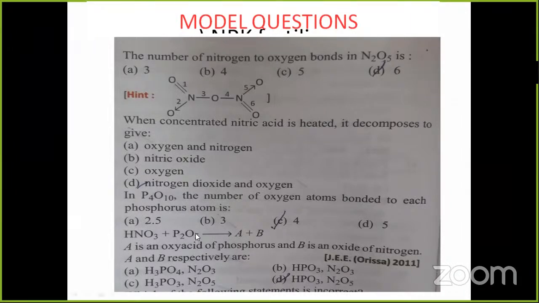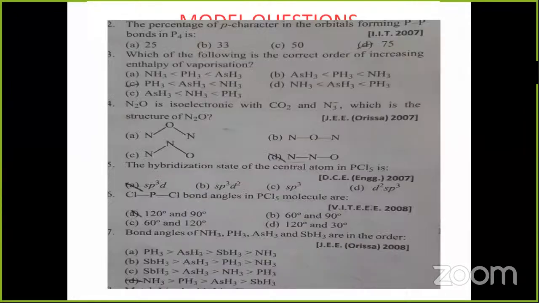HNO3 phosphorus pentoxide gives A plus B. What are the A and what are the B? So in this, H metaphosphoric acid and nitrogen pentoxide are formed. This is an IIT model question from 2011.